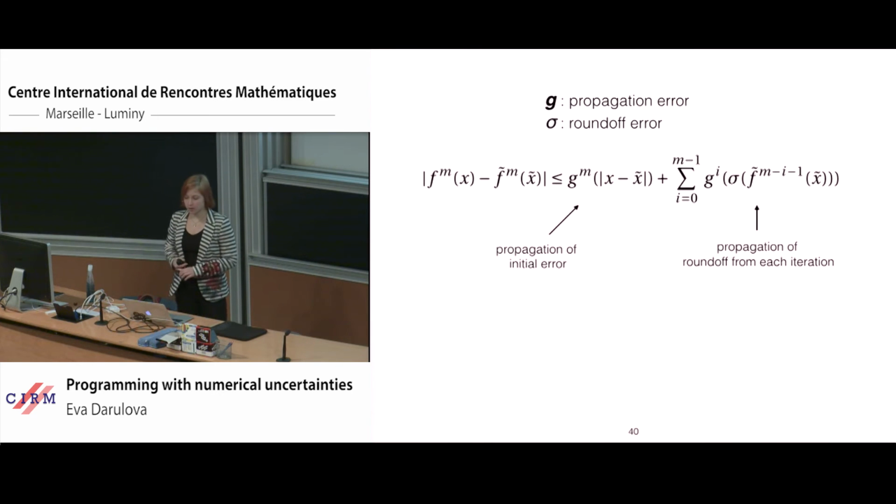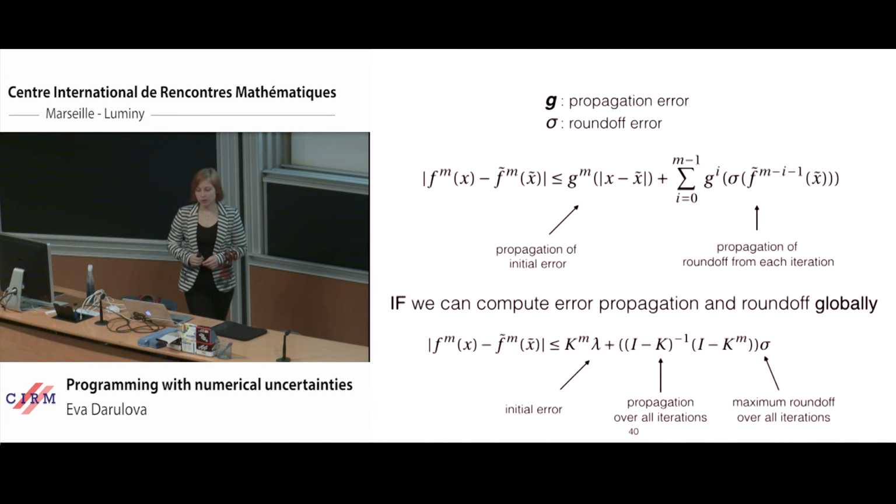Now this expression is not really helping us because the G and the sigma will potentially compute a different number for every iteration. So this would essentially amount to just unrolling, and we have not really gained anything. However, if we could compute a constant G and a constant sigma for all iterations, then we get a much simpler expression, which is then just a function of the number of iterations.